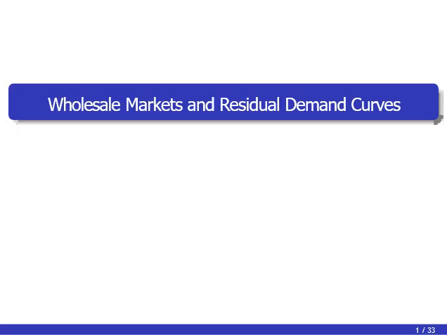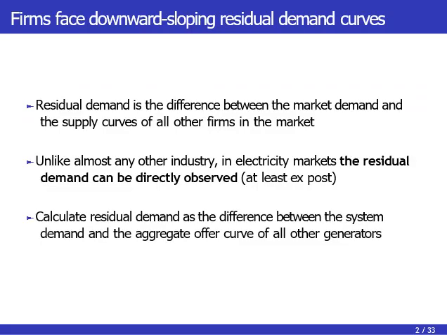Okay, we've seen the aggregate offer curve and how the ISO equates demand and supply. Now let's talk about how each firm actually thinks about the market, their residual demand curves. So firms face downward sloping residual demand curves. What is a residual demand curve? That's what we're going to talk about.